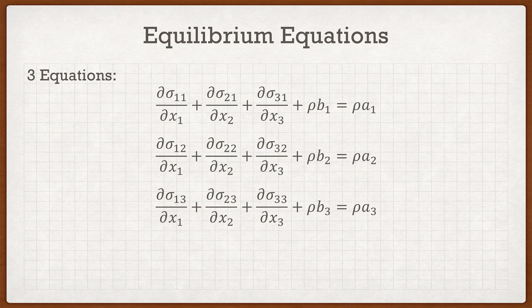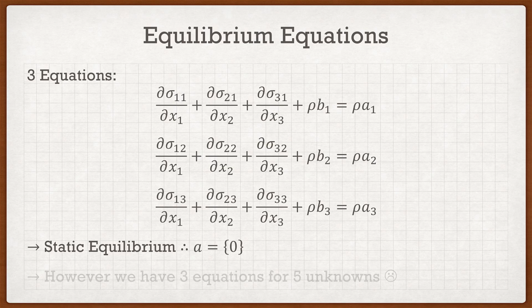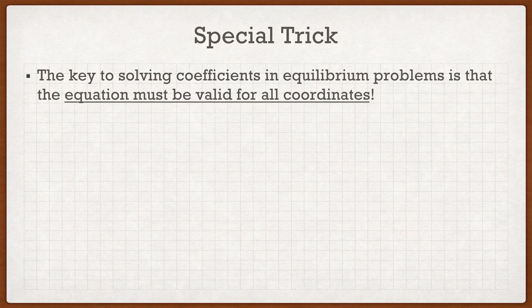So the question says that it's in static equilibrium. If something's static, it's not moving, it's not accelerating. Therefore, our acceleration vector is the zero vector. So all these 3 equations will be equal to zero, because the a components on the right-hand side will all go to zero. But still, we have the problem where we have 3 equations, but 5 unknowns. So I put a sad face, because of course that's not nice. What are we going to do? Well, we're going to use the special trick.